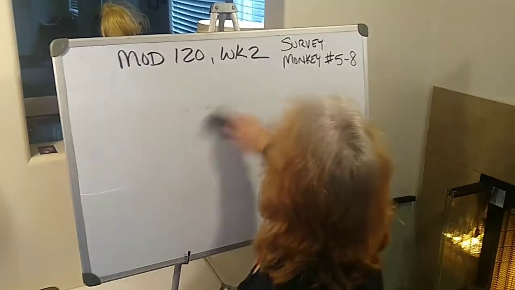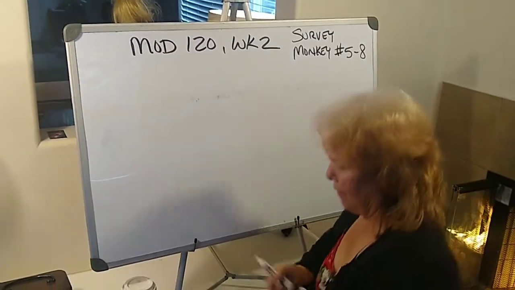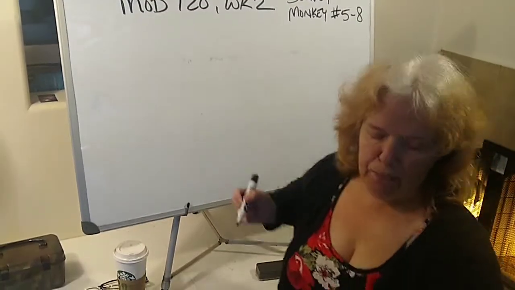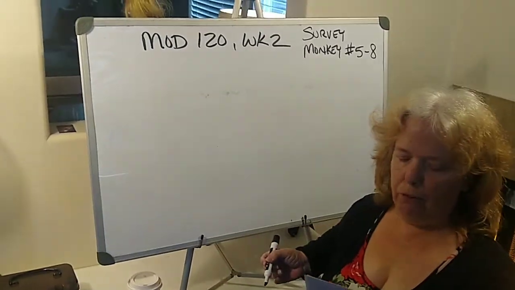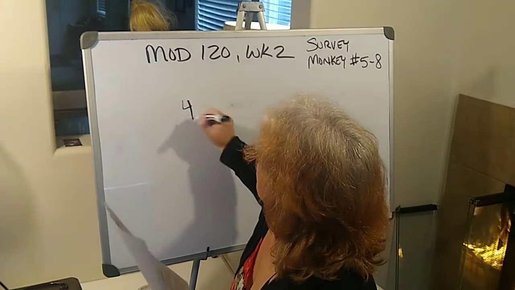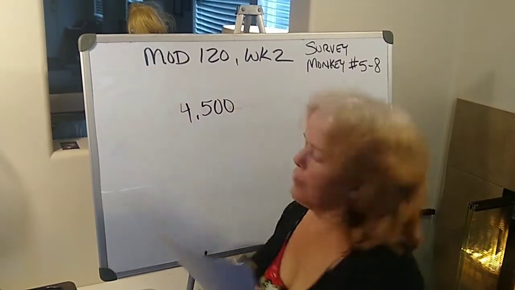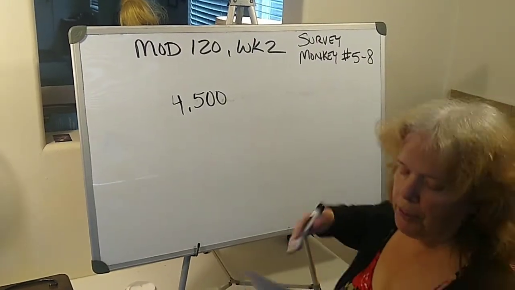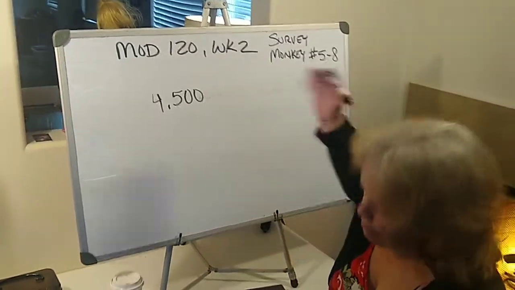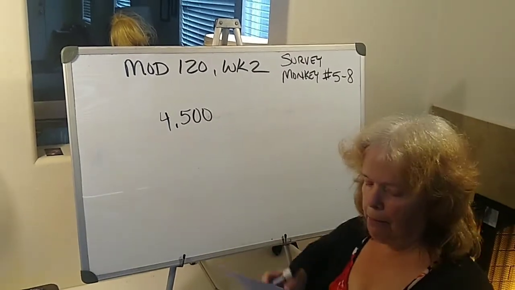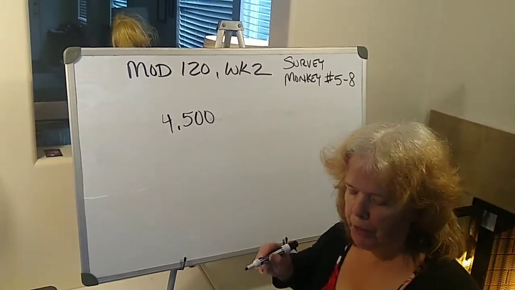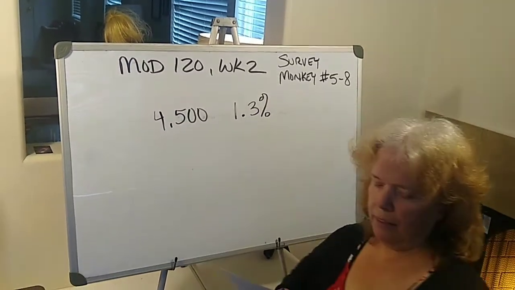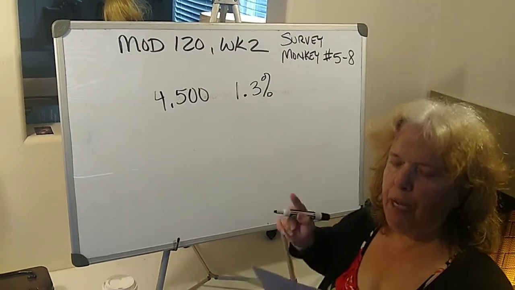Let's do number 6. All right. Number 6 is, all right, it's a word question. If Mr. Browning took a loan out for $4,500, okay, and the bank charged him a straight percent. In other words, it's not accumulating, it's not changing, it stays the same. Charges him a straight percent interest of 1.3%. How much will he need to pay back?